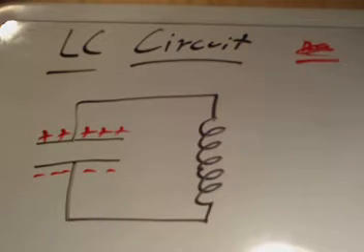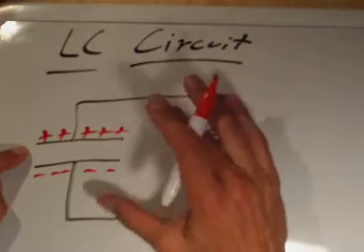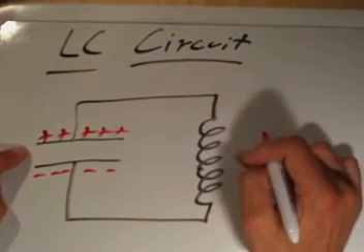Okay, so the LC circuit idea starts with this. Suppose you had a capacitor that was fully charged by some battery or some other means here. And what you did when it's fully charged is you just immediately connected it across an inductor like this. So the question is, what will happen?